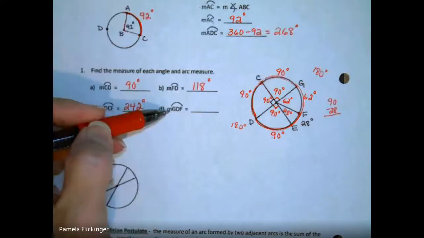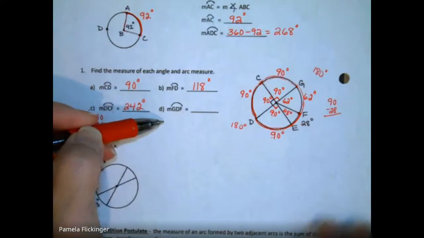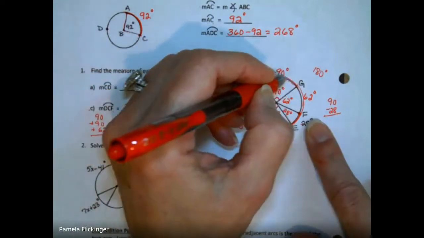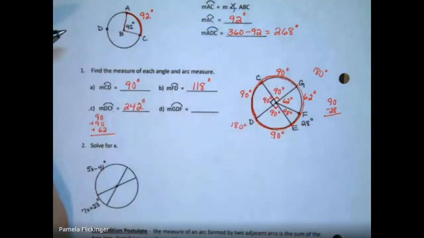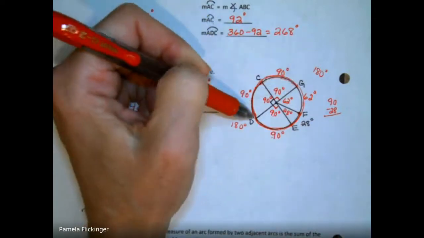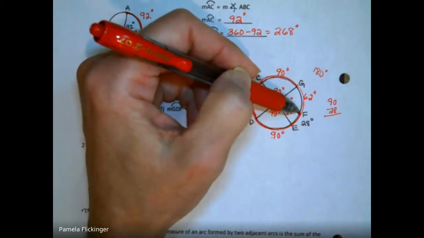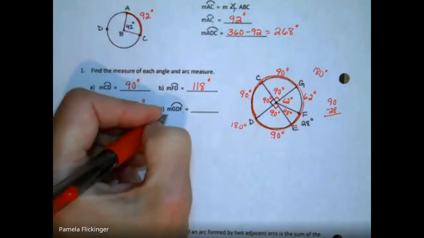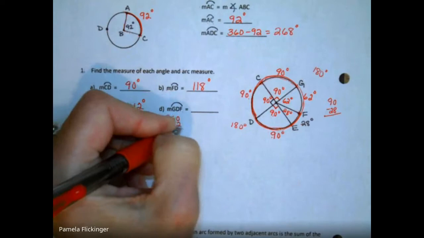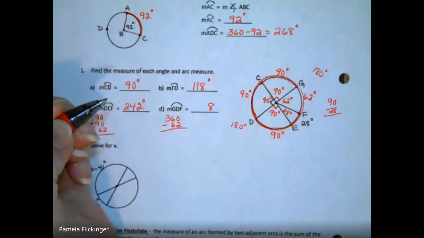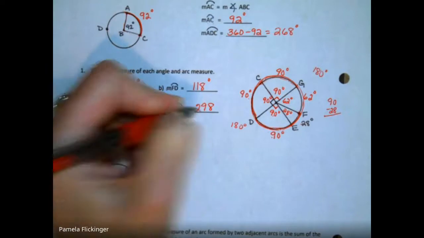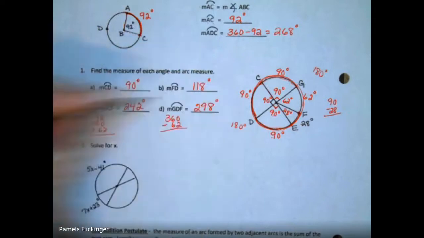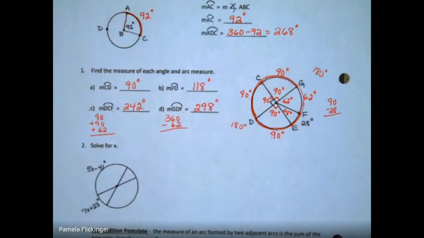And then the last one wants the measure of arc GDF. So I'm starting at G. I'm going to go through D and end at F. So I'm going this way, all the way around, the long way. Again, starting at G, through D, ending at F. So the easiest math for me, I can either add up all these pieces, or I can just do 360 minus the one piece not included, which is the 62 piece. So that's going to be 298. Check my math here. Yep, 298. Okay.